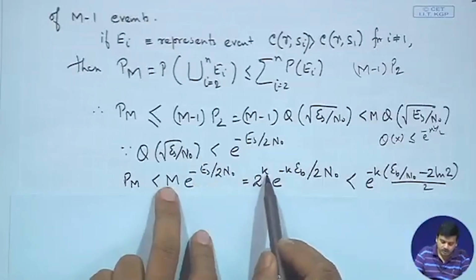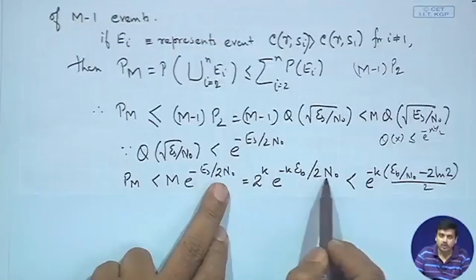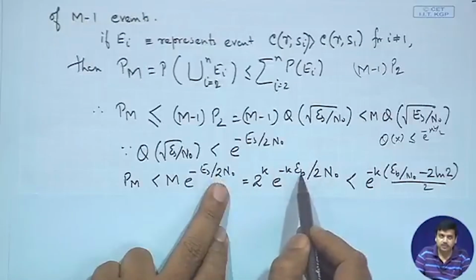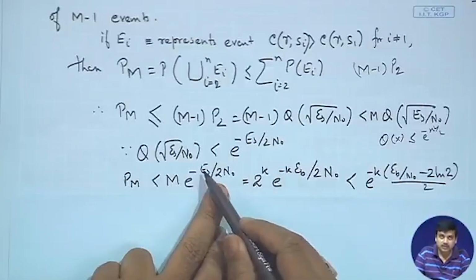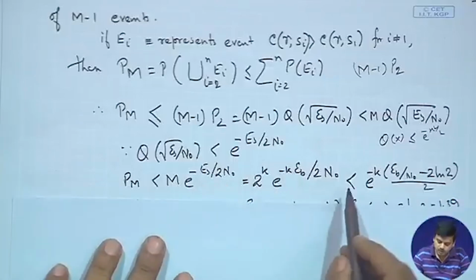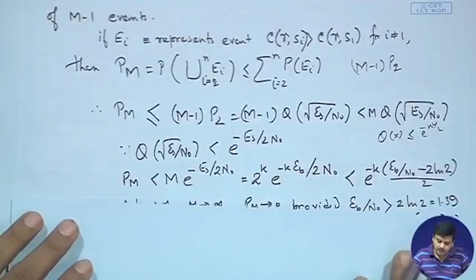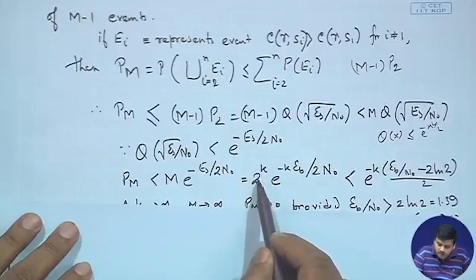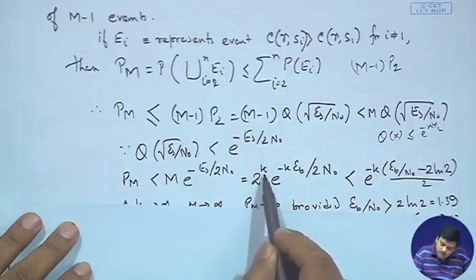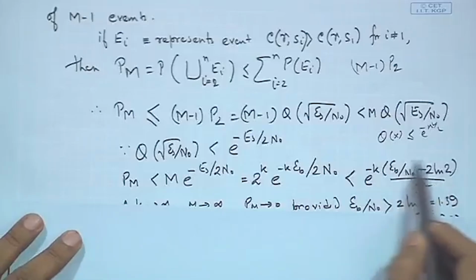So, m is 2 to the power of k, and e to the power of minus E s is k times E b by 2 N naught. E s is k times E b, because it is the signal energy: the bit energy multiplied by k bits per symbol is the signal energy. So, what we have is 2 to the power of k, which we convert to e to the power of, and this is the expansion that we have. So, we have this particular expansion in the numerator.